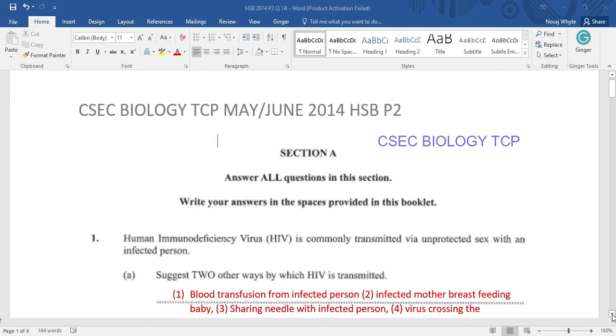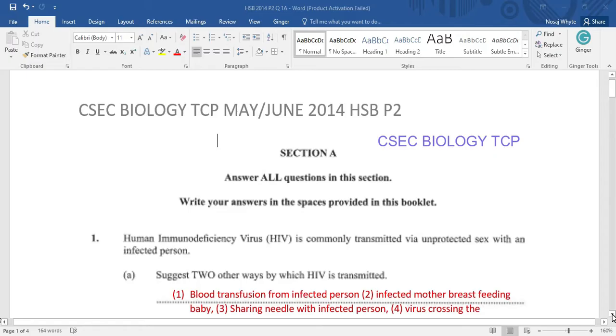We're going to be looking at the May-June 2014 Paper 2, Section A, Question 1, which looks pretty much at AIDS. The instructions are: answer all questions in this section, write your answers in the space provided in this booklet. Human immunodeficiency virus, HIV, is commonly transmitted via unprotected sex with an infected person. We are supposed to suggest two other ways by which HIV is transmitted.